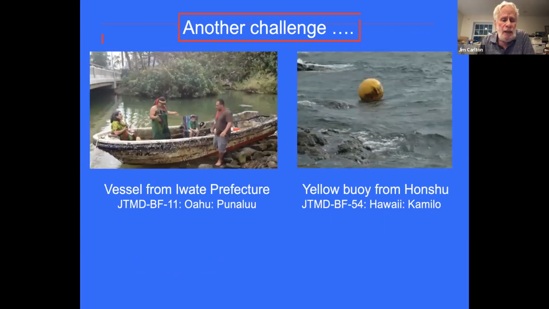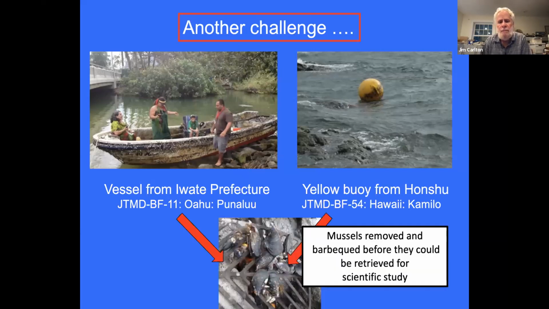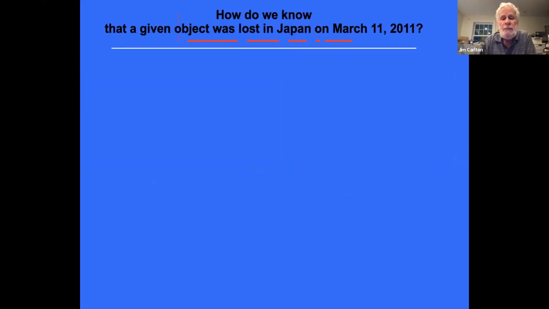Another challenge was that when things came ashore, they were also acquired by the public in a different way. This is a vessel from the Iwate Prefecture that arrived in Oahu, and a buoy that came in also from Honshu. They had living populations of mussels on them, but before state officials could get there, in both cases, they had already been barbecued for dinner.